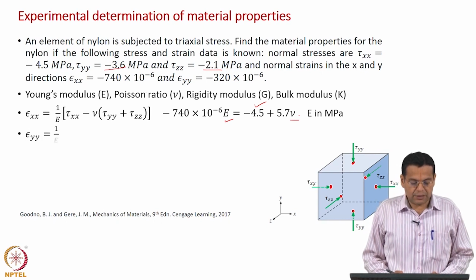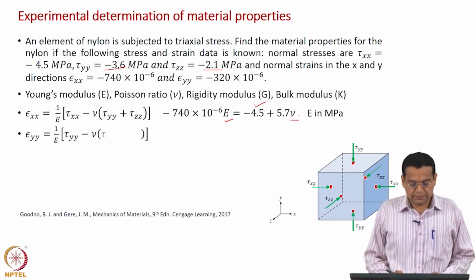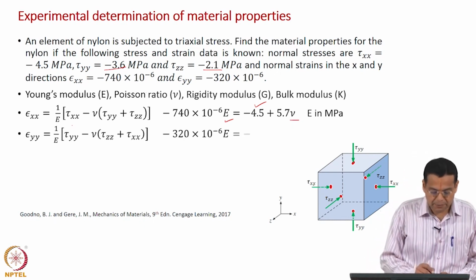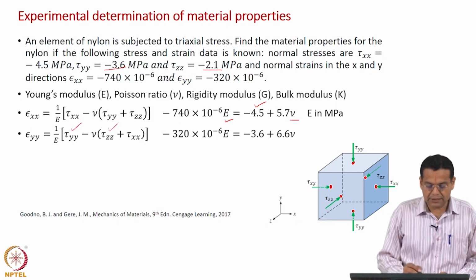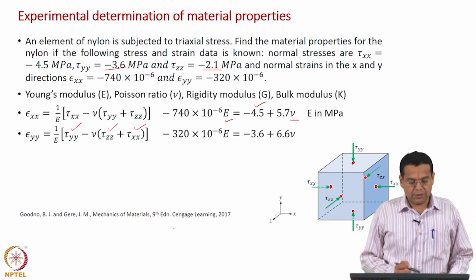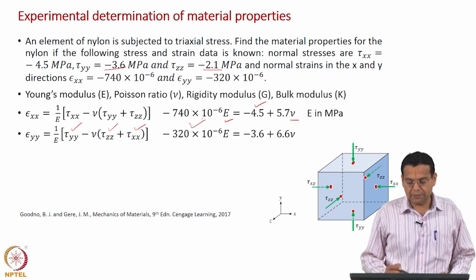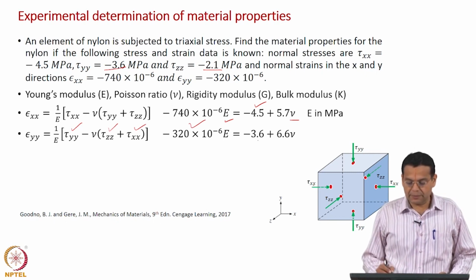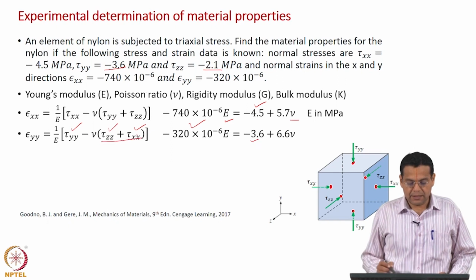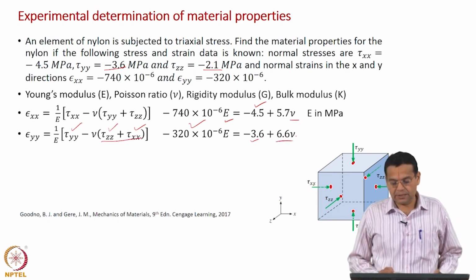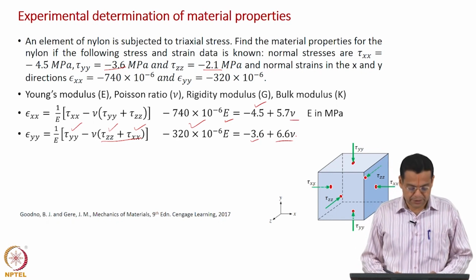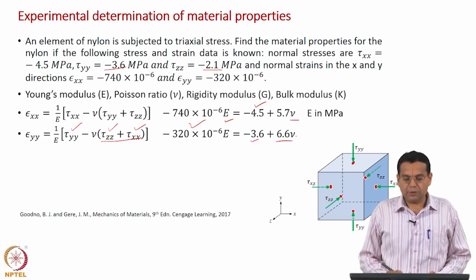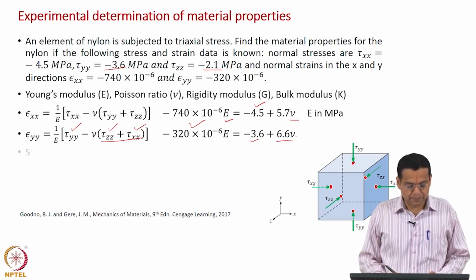Let us write down the equation for the normal strain in the y direction. For the y direction normal strain, remember you have tau yy here and tau zz and tau xx are here. So, epsilon yy is minus 320 10 power minus 6, and of course E to the left hand side, and then tau yy is minus 3.6 and these sum together with the minus sign gives 6.6 nu. So, now we have two equations in two unknowns, E and nu, the two properties Young's modulus and Poisson ratio.